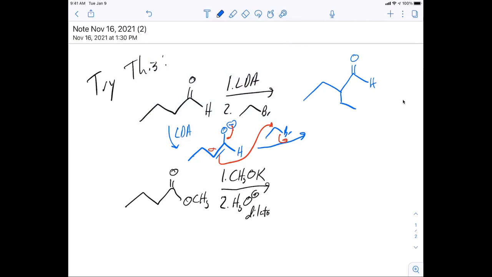LDA gives us quantitative enolate formation, so we don't have to worry about it reacting with itself. Okay, questions about this one?